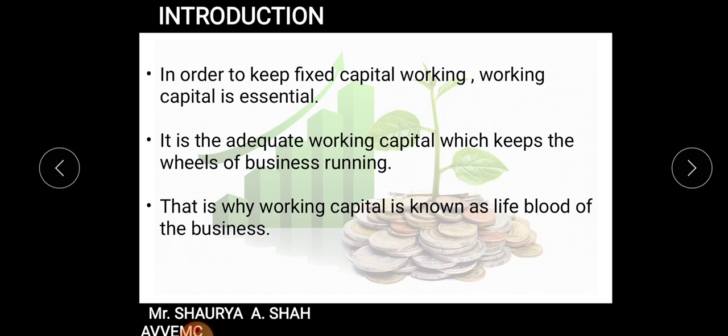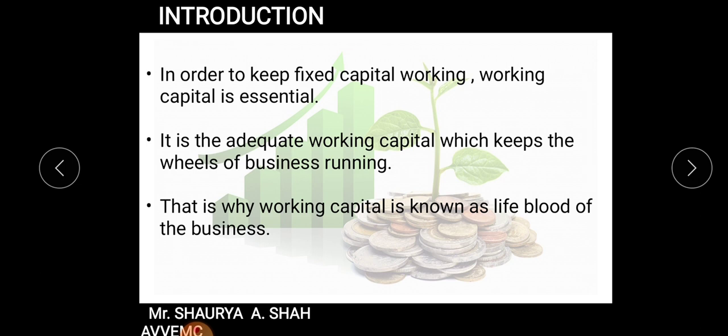Again, it is the adequate working capital which keeps the wheels of the business running, right? Because in layman's language, working capital is the capital which is used in routine day-to-day expenses and day-to-day income related to your business, that is operating incomes, bills receivable, bills payable, creditors, debtors, stock, purchase, material, etc. So if adequate working capital is there in the business, then the business can keep running, otherwise it can come to a standstill, right?